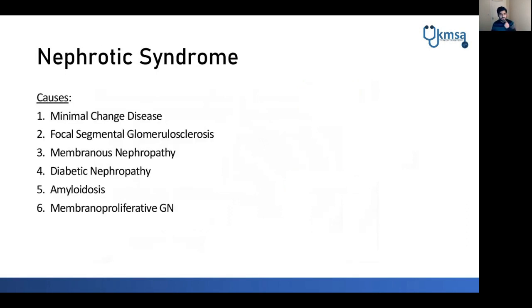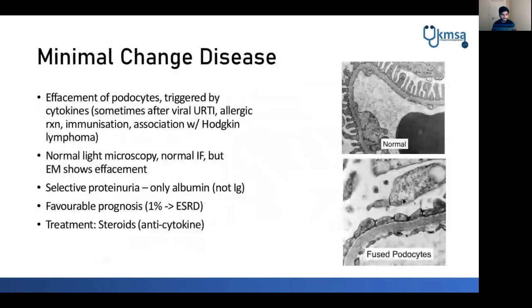So here are the causes of nephrotic syndromes. A couple more, but we'll fly through them and only go through what's really relevant. So a very common one is minimal change disease, and it's commonly seen in children. The reason it's called minimal change disease is because on light microscopy you don't really see anything, and you don't see anything on immunofluorescence as well.